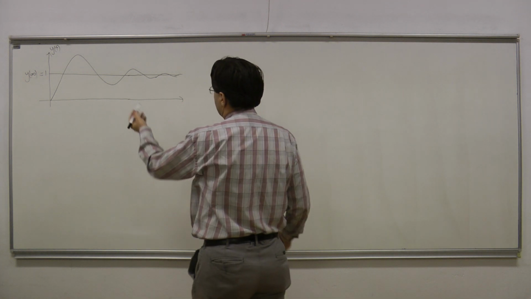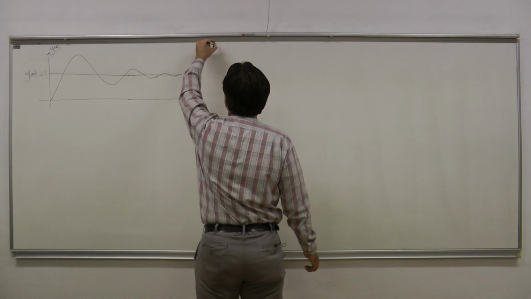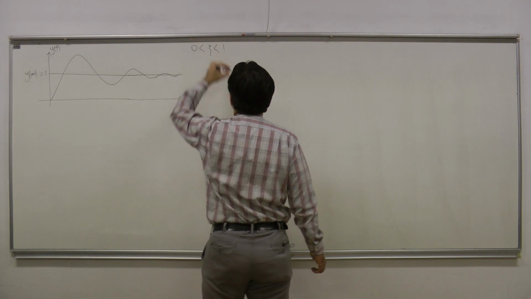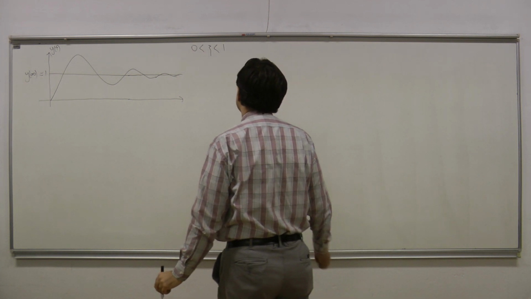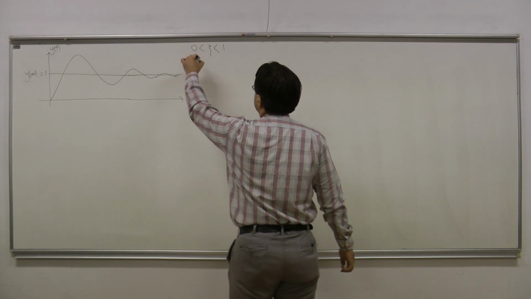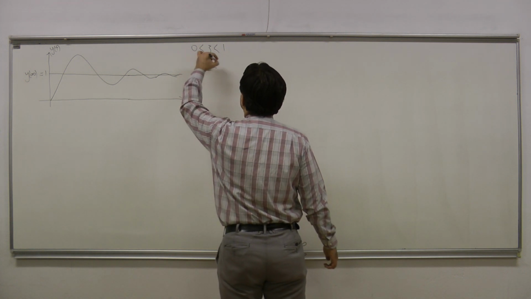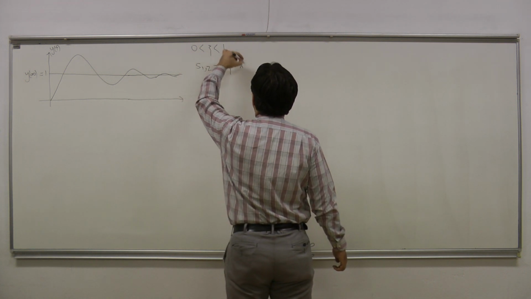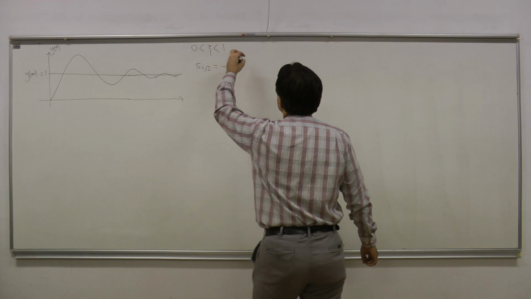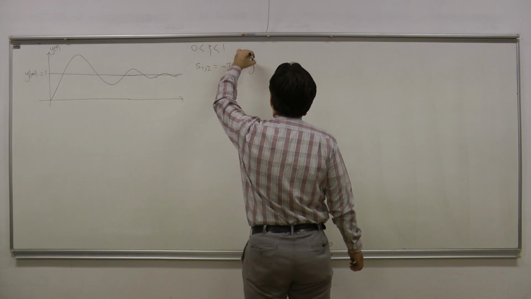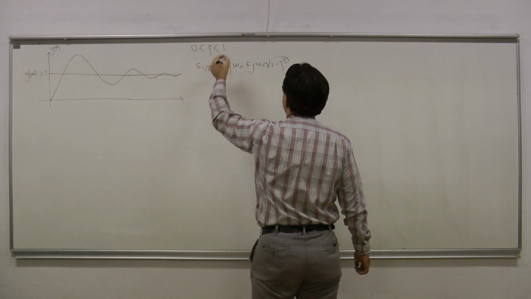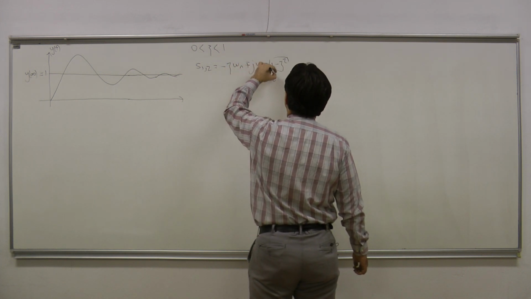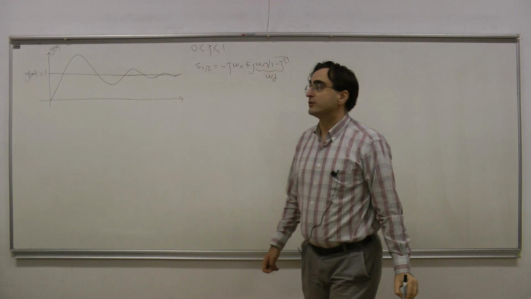And what was this case? This case was the underdamped response, when psi, the damping ratio, is between 0 and 1. And where are the pole positions? S1,2, the pole positions, were at minus psi omega n plus or minus j omega n square root of 1 minus psi square. And remember, we call this number the damped natural frequency.